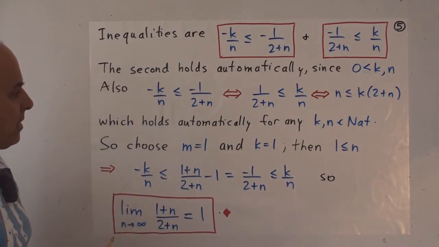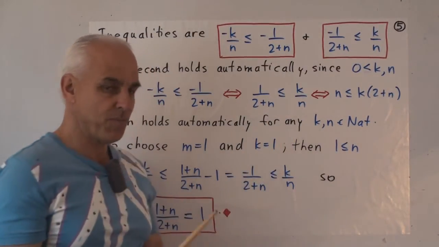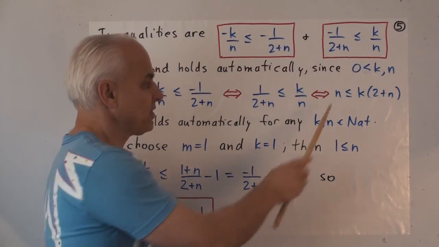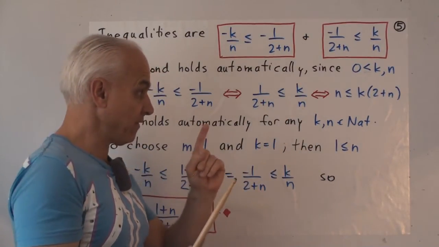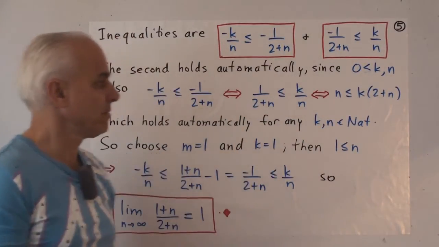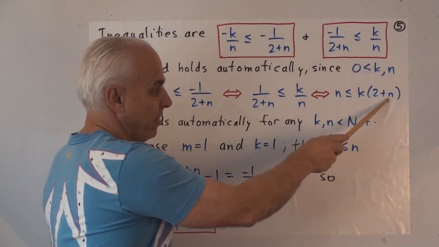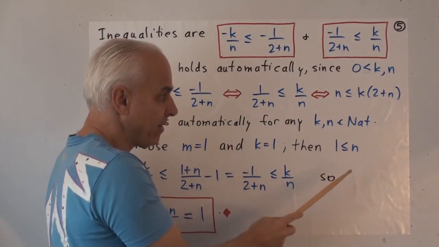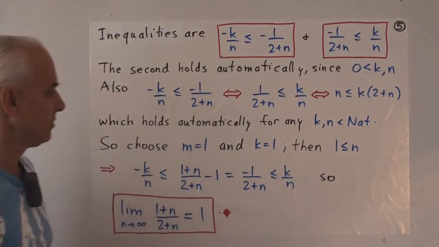Well, these two numbers are positive, so this inequality is equivalent to this one here, where we've multiplied through by the common denominator, which is positive. So n is less than or equal to k times (2 plus n). k is a natural number, n is a natural number. This was automatically true for any natural number, because 2 plus n is bigger than n, and k is at least 1. So it's automatically true.